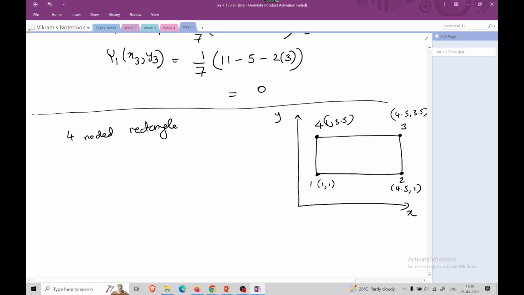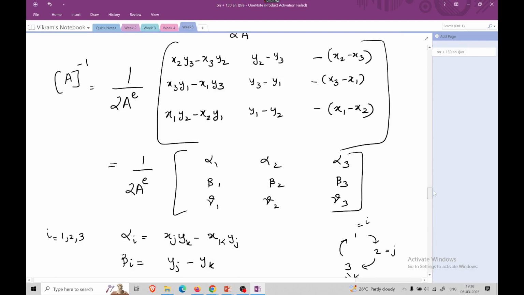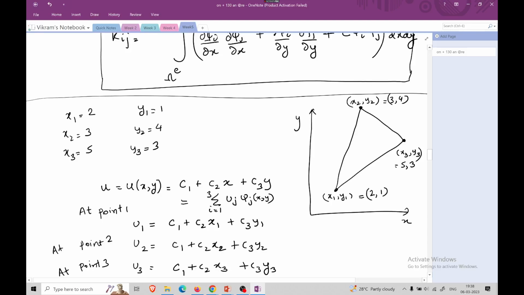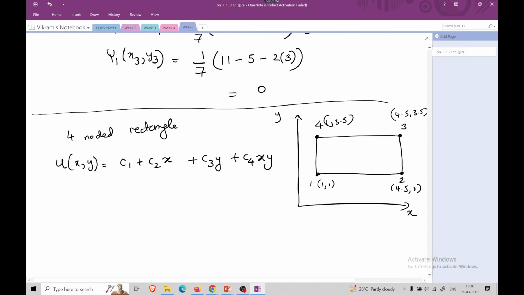I can assume the function u to be like this: c1 plus c2x plus c3y plus c4xy. So earlier our triangle was called linear triangle. Since if you see the triangle, the approximation was c1 plus c2x plus c3y. So this is called as linear. So if I go here, this is called bilinear.